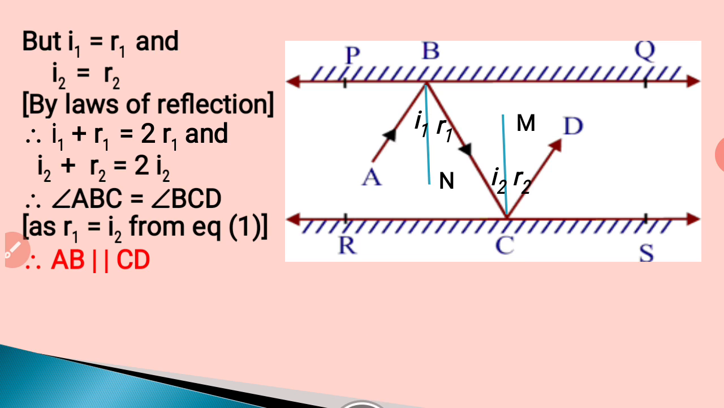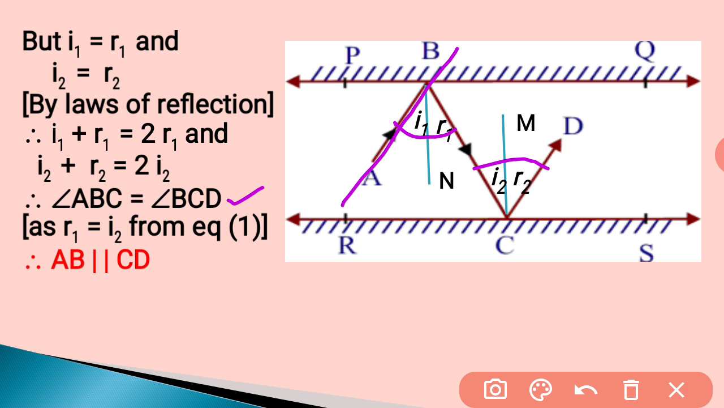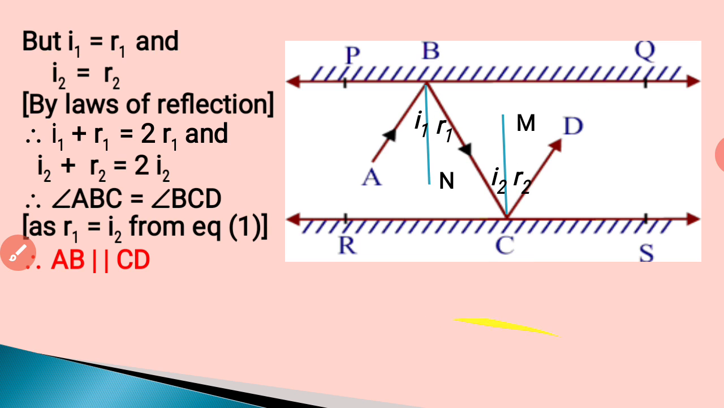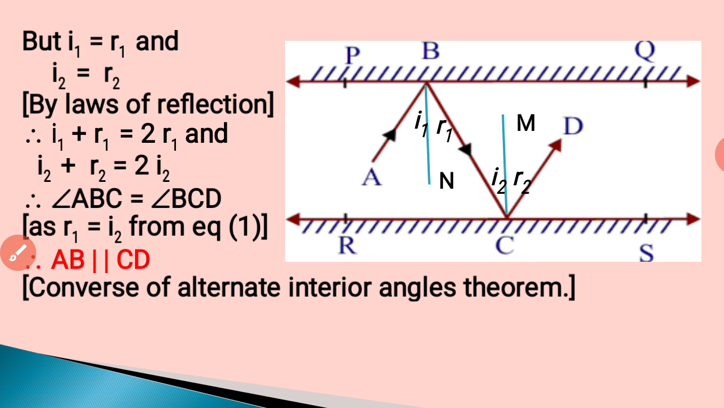Now, if we think of angle ABC and angle BCD, and we are told that they are equal, we can conclude that AB and CD are parallel to each other with BC as the transversal. This happens because the alternate interior angles are proven to be equal and we have used the converse of the alternate interior angles theorem. With this, we come to the end of this video.